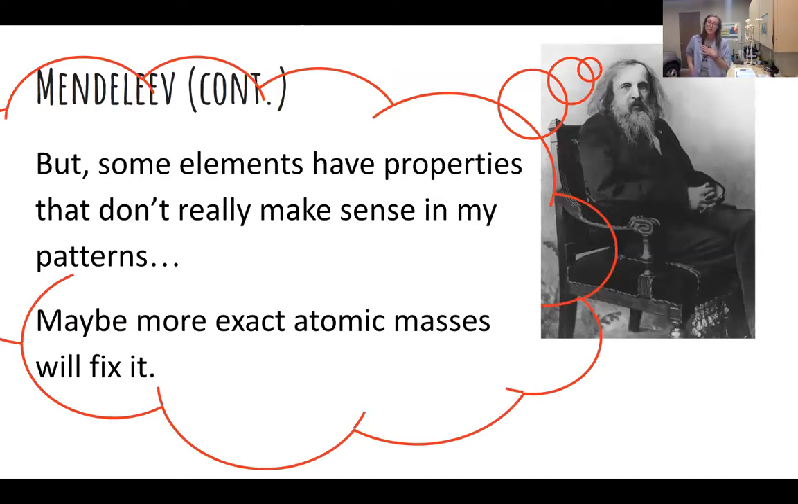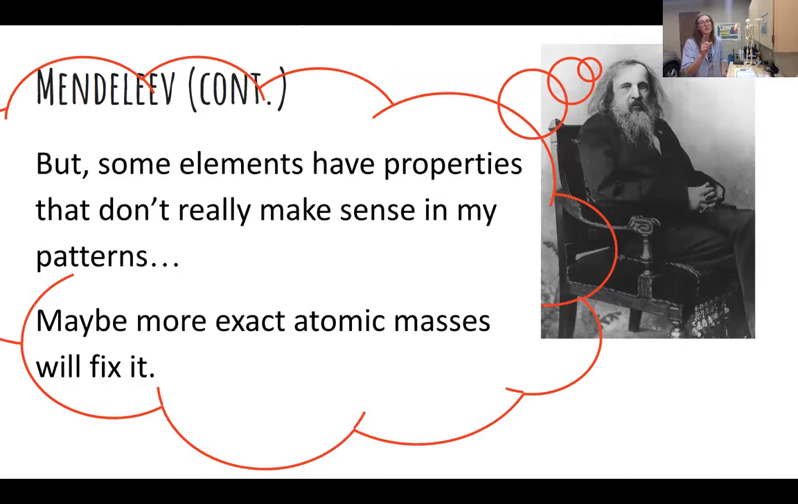I'm a brilliant mastermind. But there are some things that just don't fit into my table. He's like, there are just these weird elements that are sticking out and they're driving me nuts. And he's like, I'm just not sure why they are the way they are. And I don't have an answer for it. And it's stressing me out.